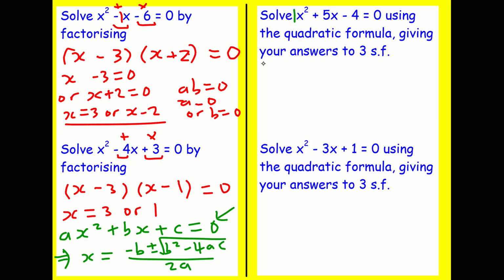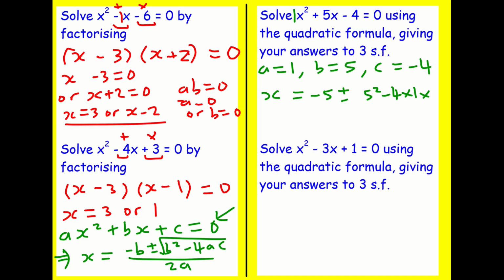I've actually got a 1 here, so I can see that a is going to equal 1, b is going to equal 5, and c is going to equal minus 4. So I could just substitute those values directly in. x is going to equal minus 5 plus or minus the square root of 5 squared minus 4 times 1 times minus 4, all divided by 2.